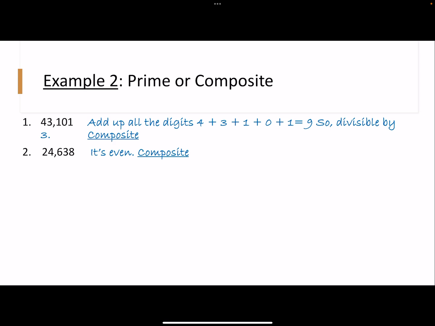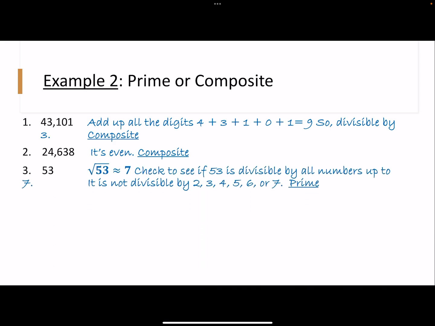24,638 is very easy to see that it's a composite number because it's even. We know that any even number is divisible by 2, and therefore it is a composite number. The third example is 53.